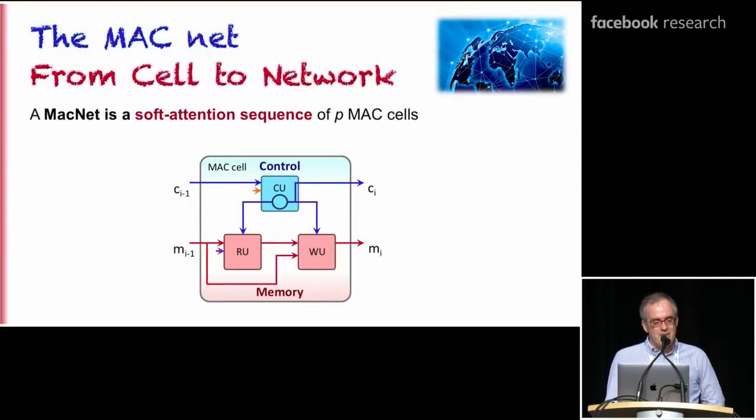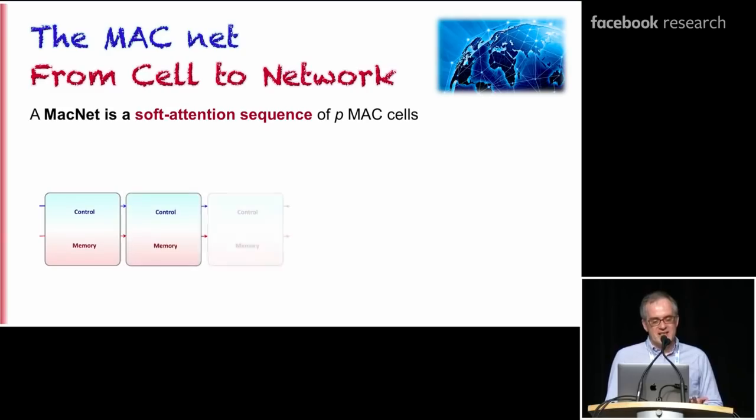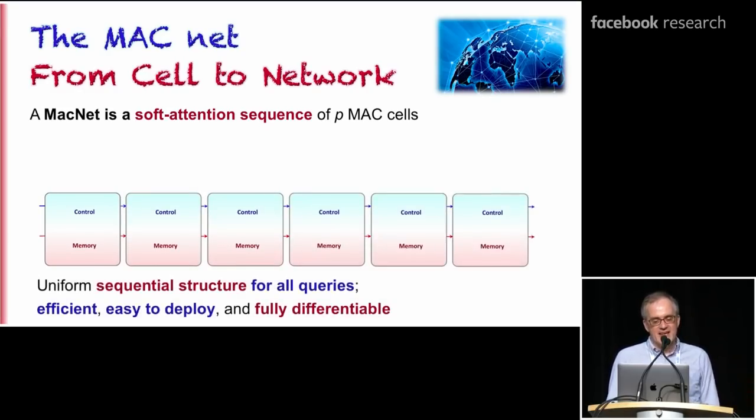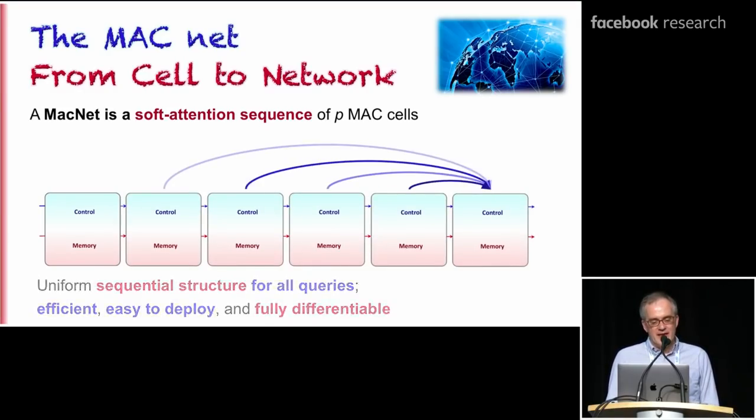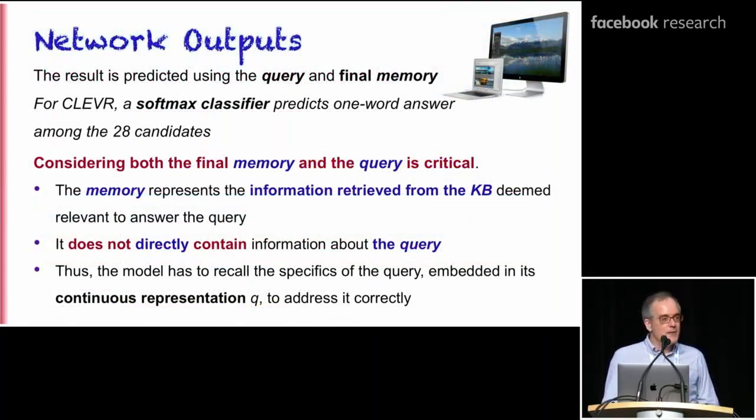Okay, so that's our MAC network, our MAC cell, and the way we make our whole MAC network is then just using these recurrently, and in particular allowing it to be a directed acyclic graph using attention. So this gives us a fully differentiable end-to-end model for reasoning.